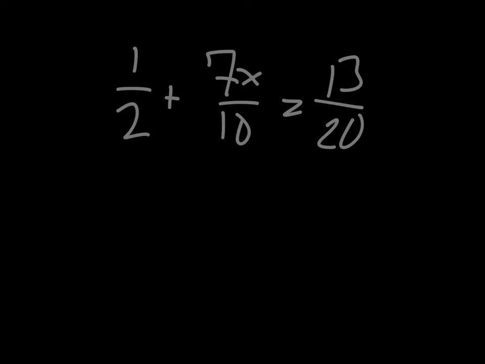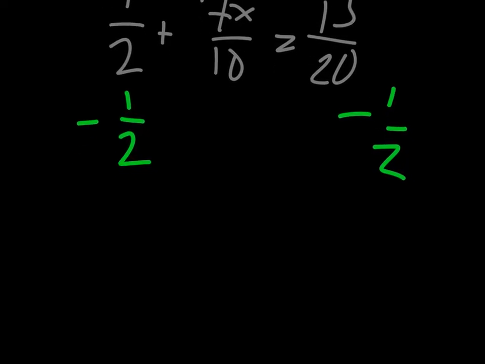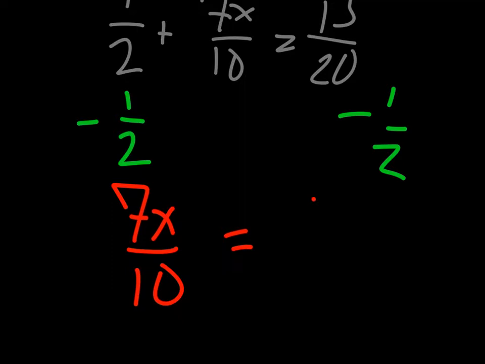So what I'm thinking is, do we want to do that first or do we want to do that last? I think we want to do it last, actually, in this case. So, keep that in mind. We're going to subtract 1/2 on both sides. Now, going down, we have 7x over 10 equaling 13 over 20 minus 1/2, right?